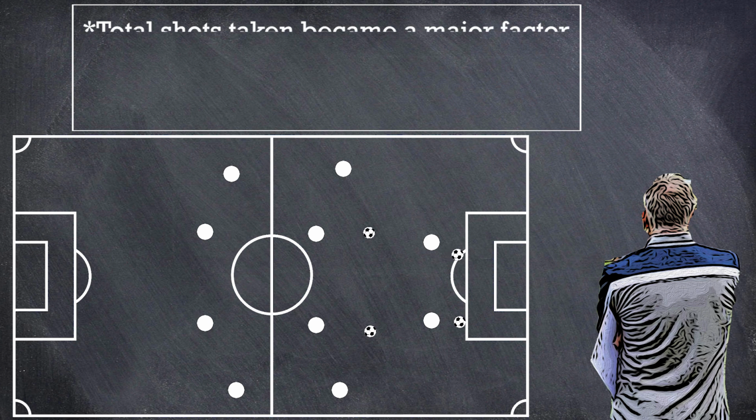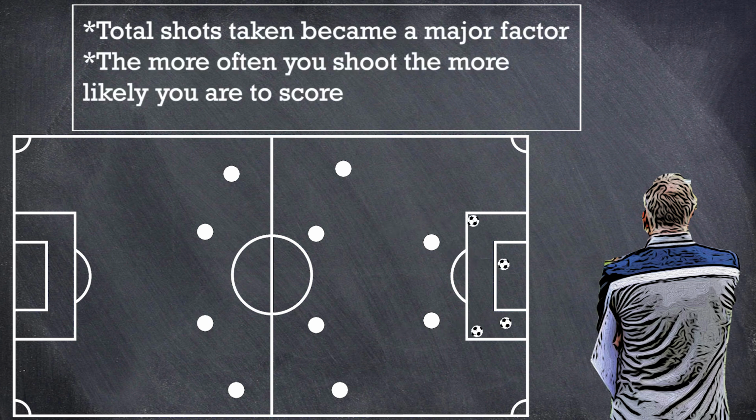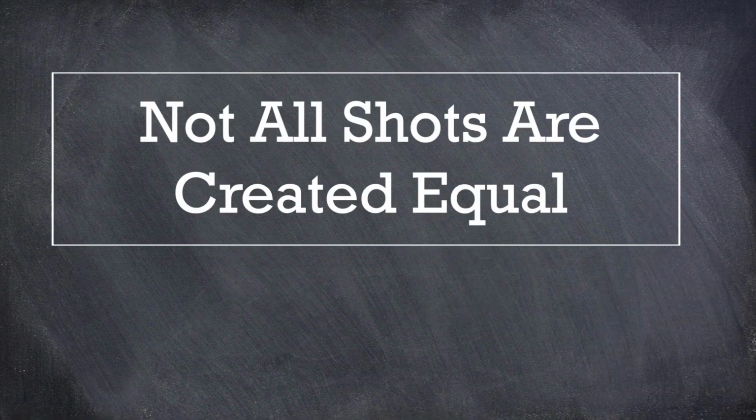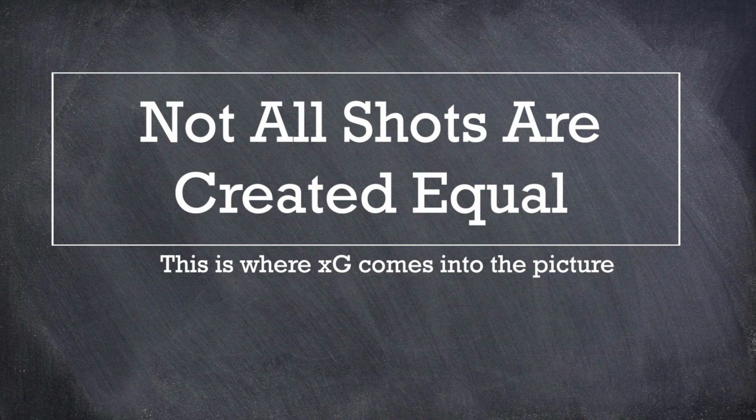And then shots became a factor. The feeling was the more often you shot, the more likely you were to score. And soon after that, shots on target became the successor. But not all shots are created equal, and that's where expected goals comes in. We'll start with the expected goals definition.